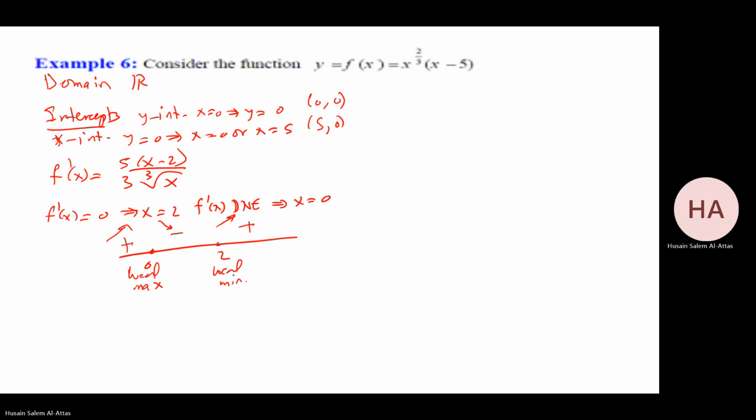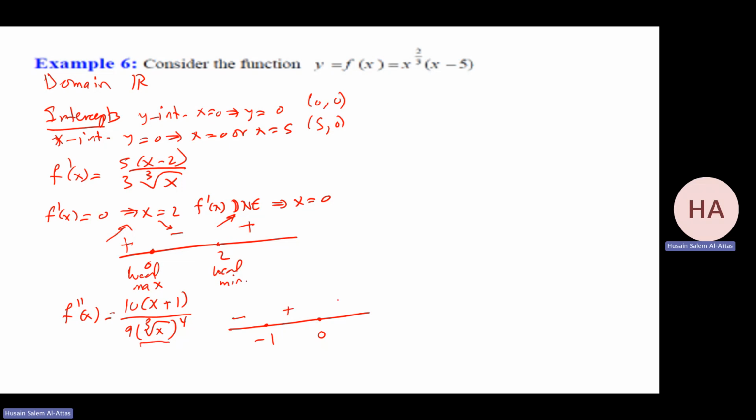Okay, something like that. F double prime will be 10 times x plus 1 over 9 cubic root of x all to the power 4. So I need to care about x equals minus 1 and x equals 0. Minus 1 and 0. Before minus 1, it's always positive. That will be negative, positive, positive.